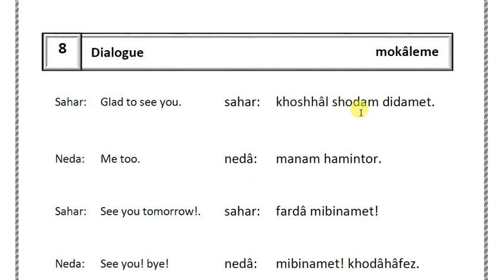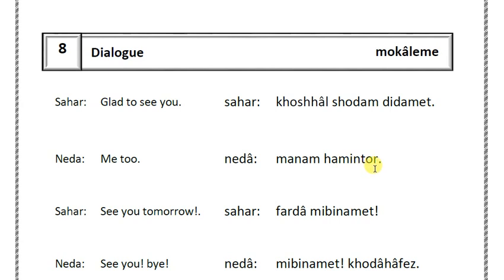خوشحال شدم. خوشحال means glad, happy. خوشحال شدم, I became happy. دیدمت, دیدن means to see. دیدمت, I see you. So simply it means I'm glad to see you. Nice to meet you. منم, منم means me too.